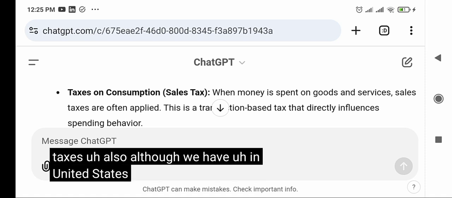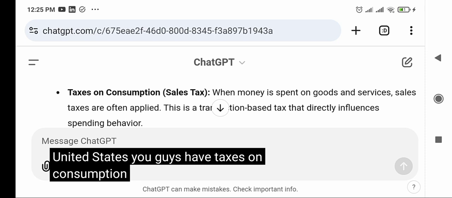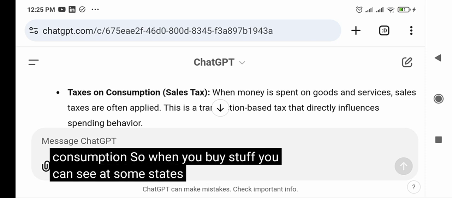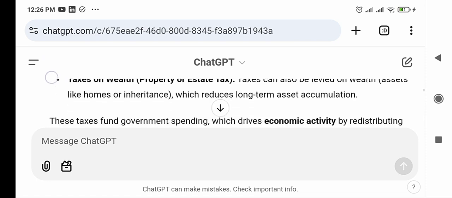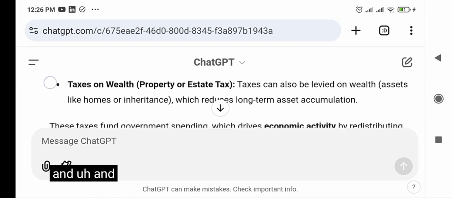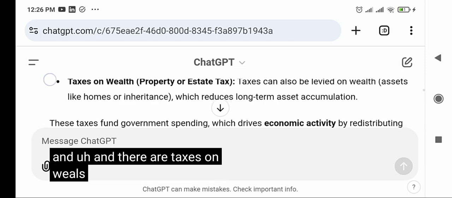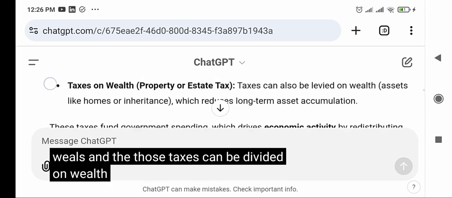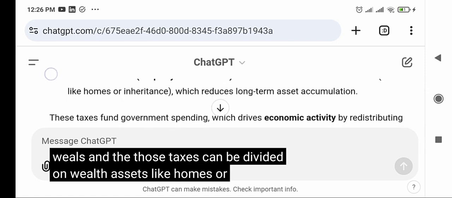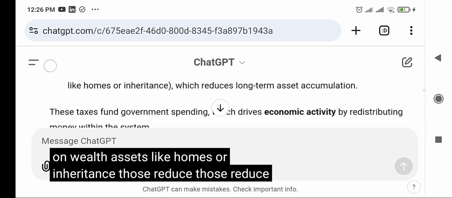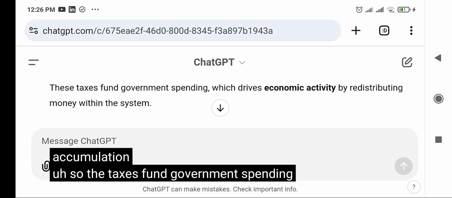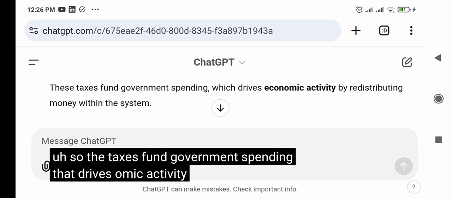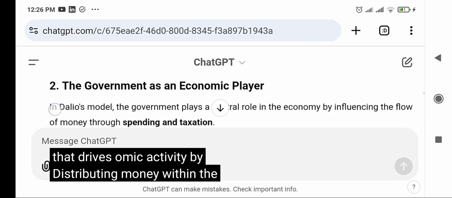Also, in the United States you have taxes on consumption. So when you buy stuff, you can see in some states a sales tax. And there are taxes on wealth, and those taxes can be levied on assets like homes or inheritance. Those reduce long-term asset accumulation. So taxes fund government spending that drives economic activity by distributing money within the system.